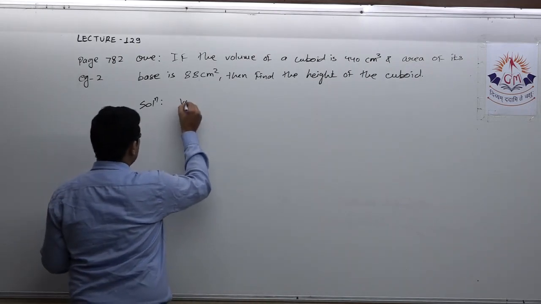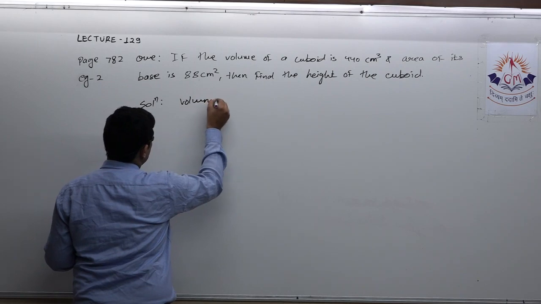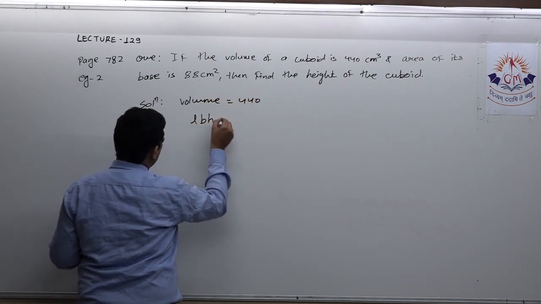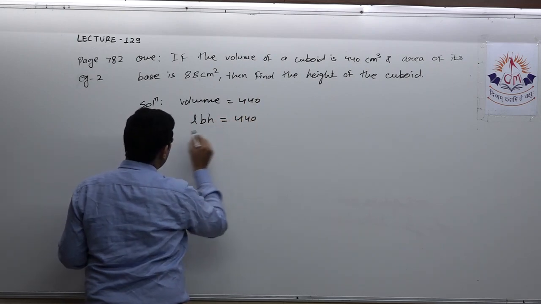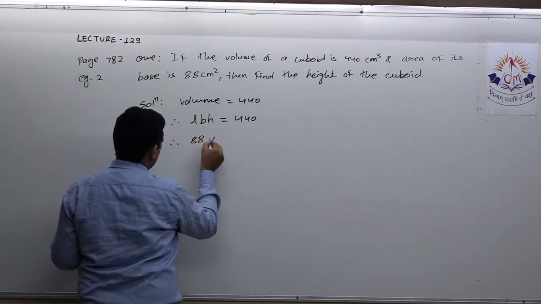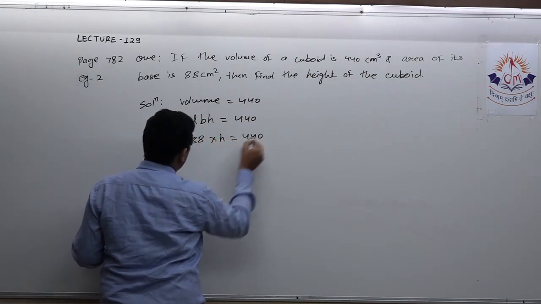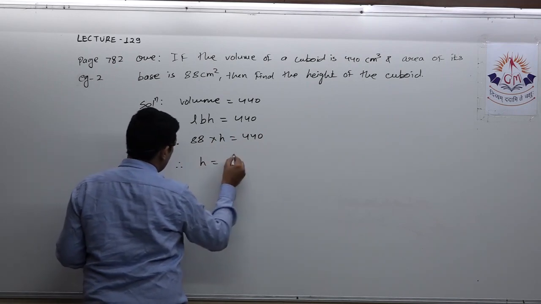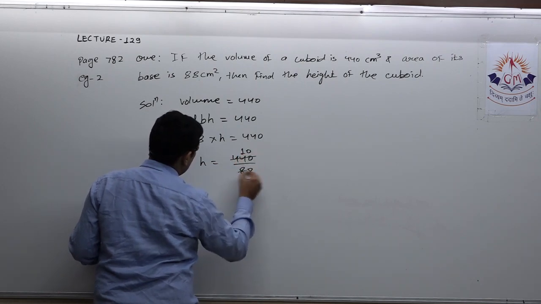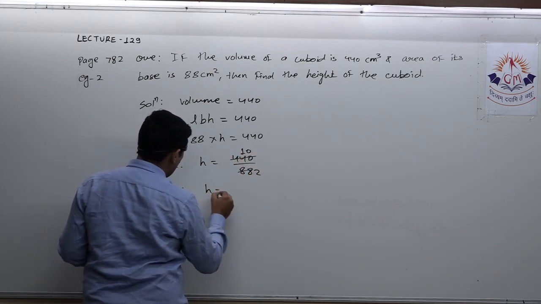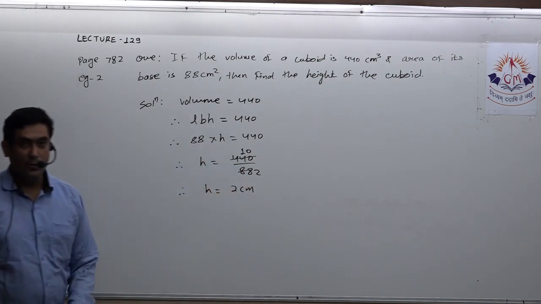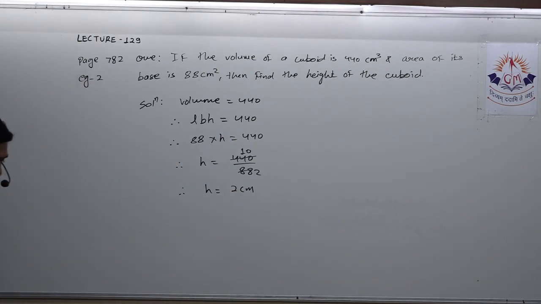So here we can start with volume is equal to 440. Now the volume formula is L into B into H, and L into B is given, L into B is 88. So 88 into H is equal to 440. Therefore, H is equal to 440 upon 88, which is 5. So H is equal to 5 centimeters. So this is the final answer. Please note it down. Then we will see the next question.